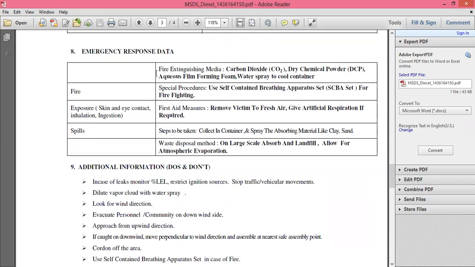Emergency response data: the fire extinguishing media for this particular cargo is carbon dioxide, CO2, or you can use dry chemical powder, DCP, or aqueous film forming foam, or water spray to cool the container. So this is a flammable liquid which is a class B fire. So basically the most effective is aqueous film forming foam, but you may also use dry chemical powder or carbon dioxide depending upon the amount of liquid you have. If it is a large liquid quantity, you need to have AFFF or foam. If it is in small quantities, for example, a small container has caught fire, you can use CO2 or DCP also.